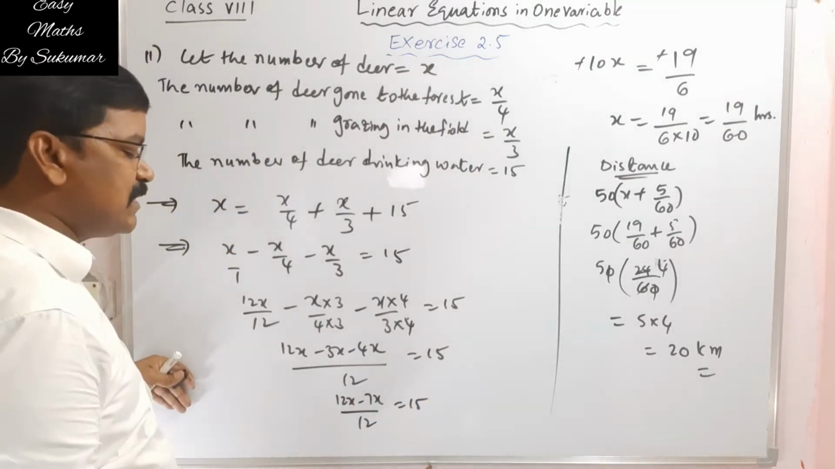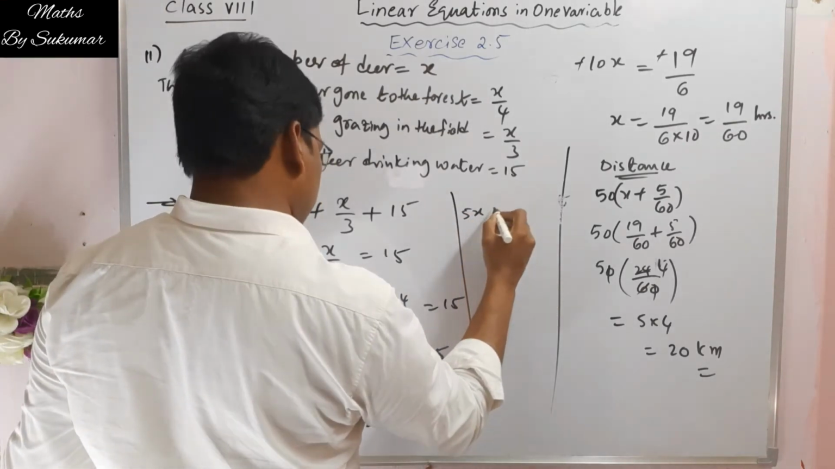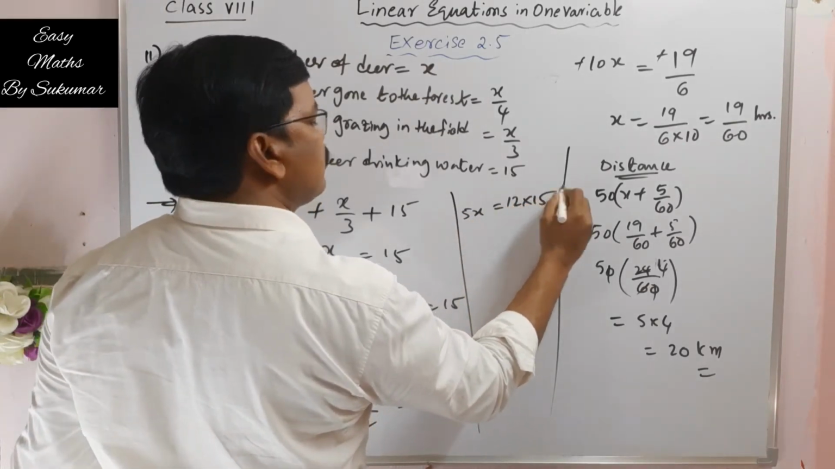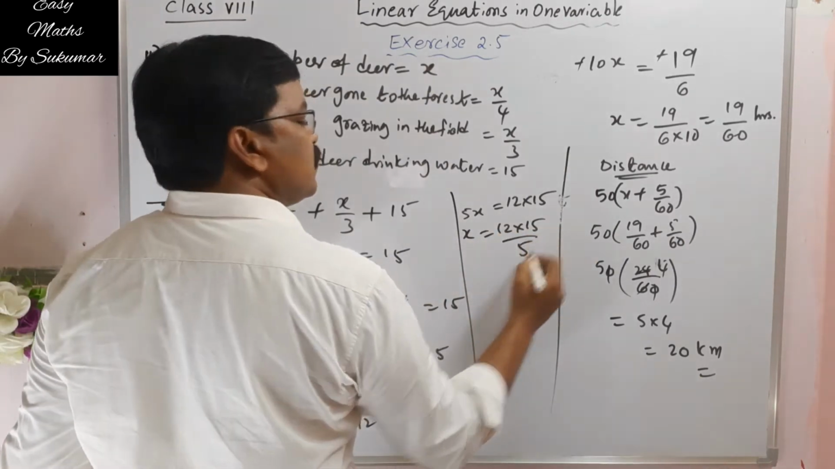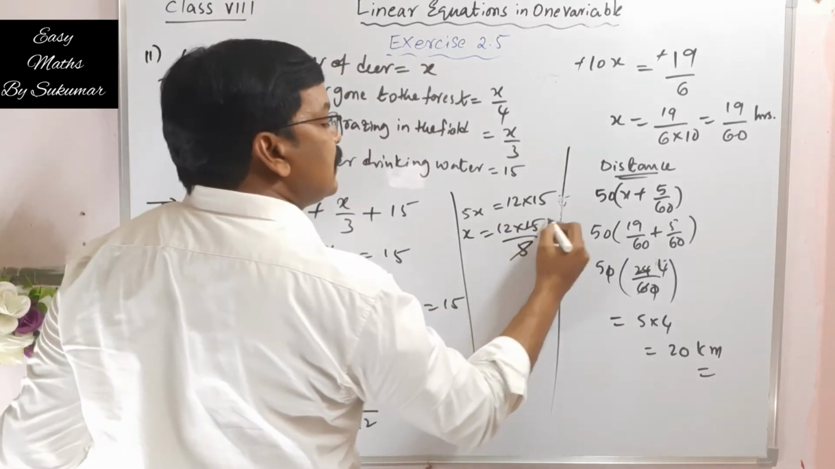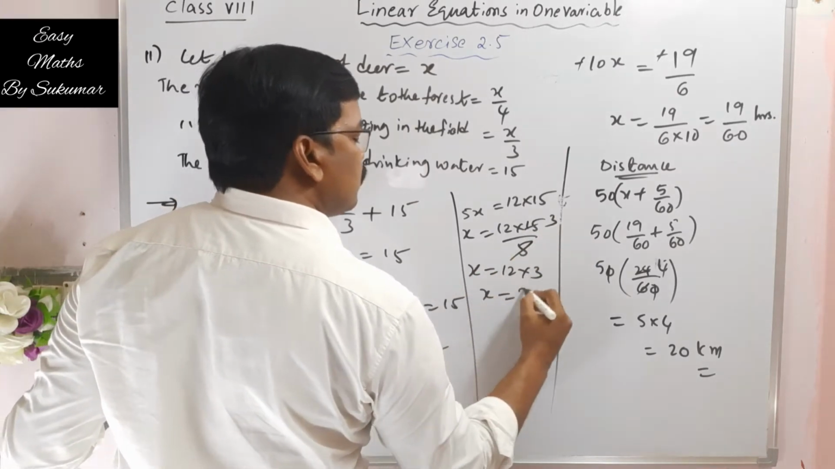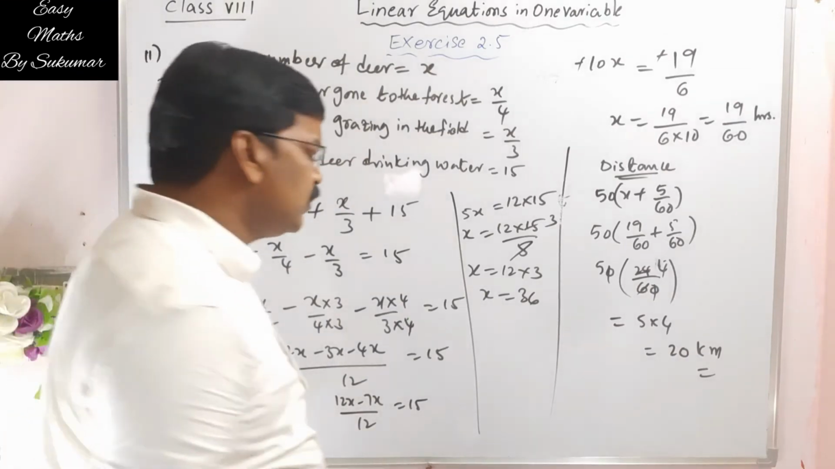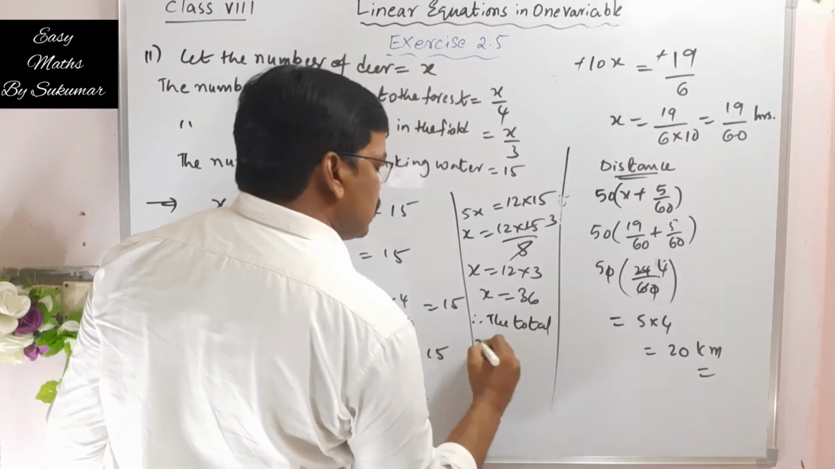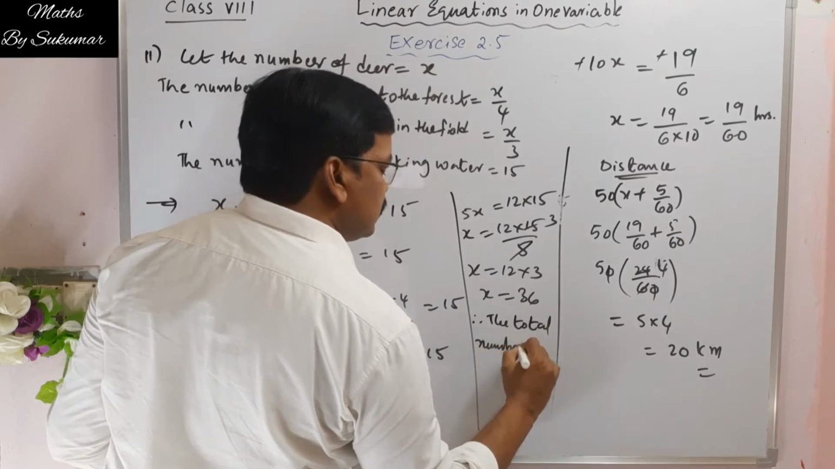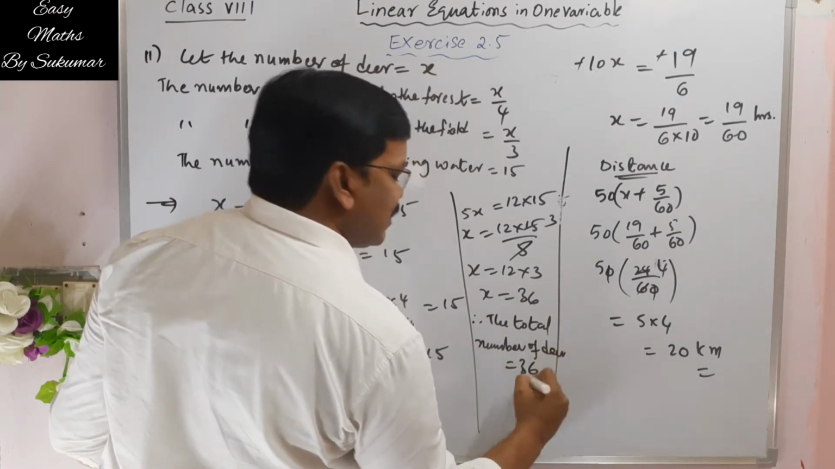What is 12x minus 7x, my dear students? 5x. So 5x is equal to 12 times 15. So x is equal to 12 times 15 by 5. 5 in 15 is 3 times. So x is equal to 12 into 3, therefore 36. Therefore the total number of deer is equal to 36.